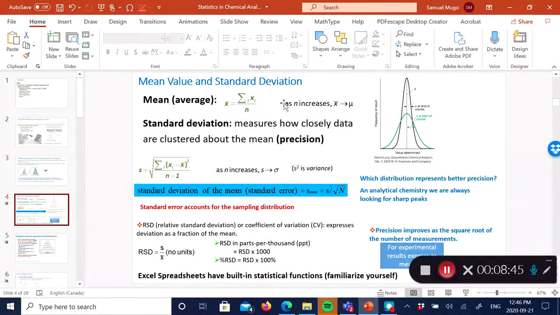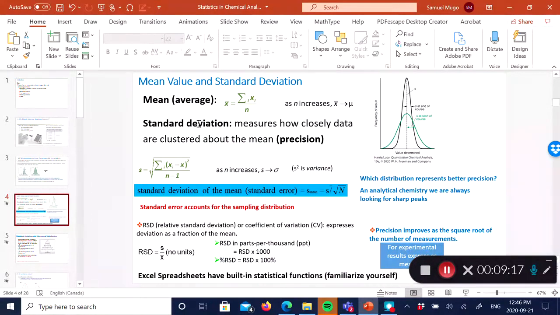Now, as you increase the number of data points, your mean becomes very, very close to your mu, and the mu refers to the true value. All right, that's very close to the true value. So again, you need to repeat something so many times to be very confident that the data you're getting is very close to the true value. Of course, assuming you've done all your calibration and so on, such that you don't have systematic error, that we talked about.